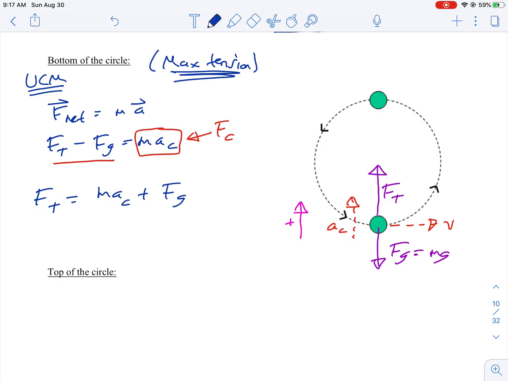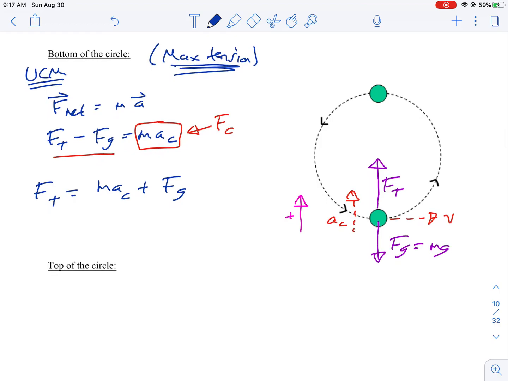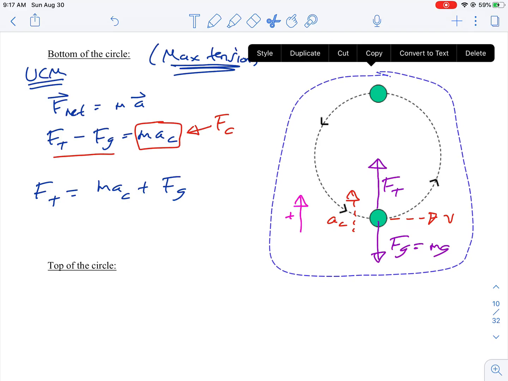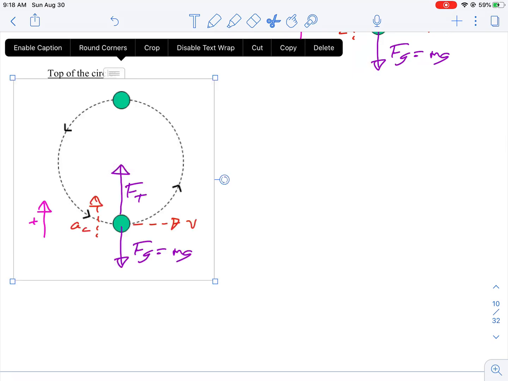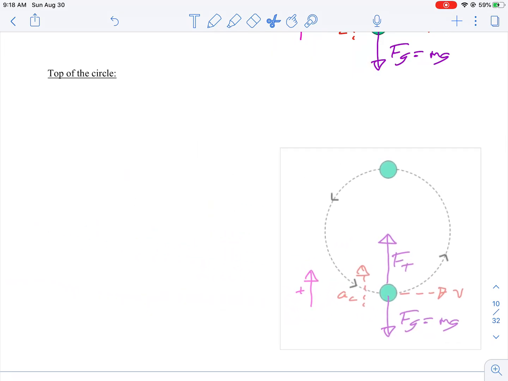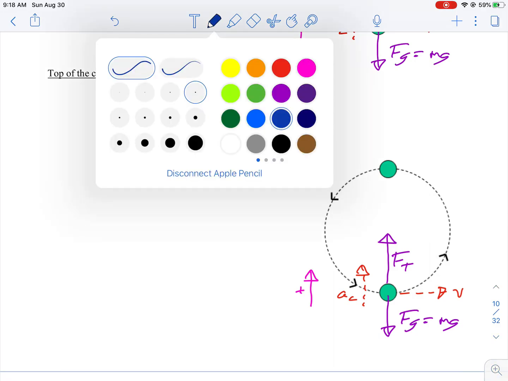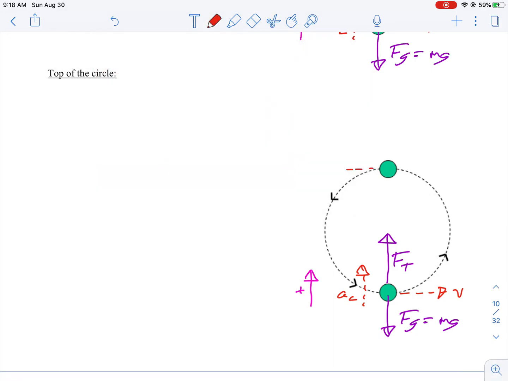Okay, let's now go to the top of the circle. I'm just going to copy this and transfer it down so I can focus on the bottom here. Now let's focus on the top of the circle. Again, we want to draw a force diagram. We'll start with the velocity on the tangent and the acceleration towards the center.